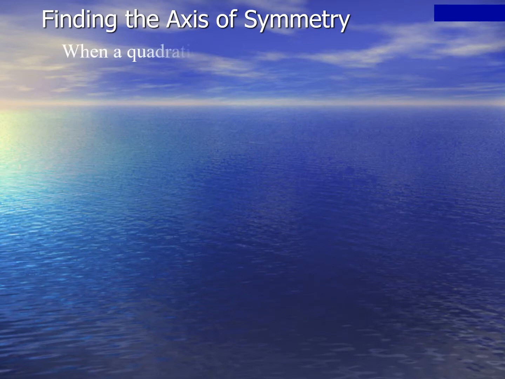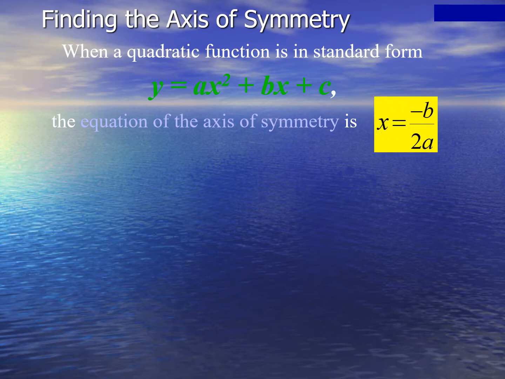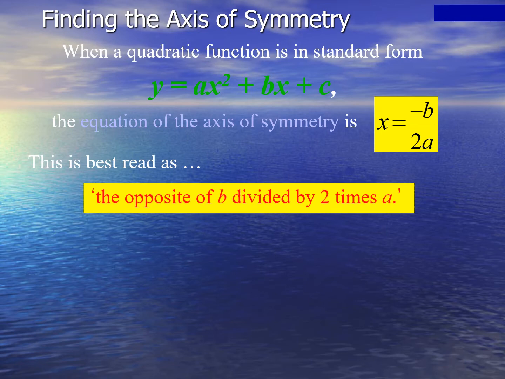Finding the axis of symmetry. When a quadratic function is in the standard form y equals ax squared plus bx plus c, the equation of the axis of symmetry is x equals negative b over 2a. This is best read as the opposite of b divided by 2 times a.